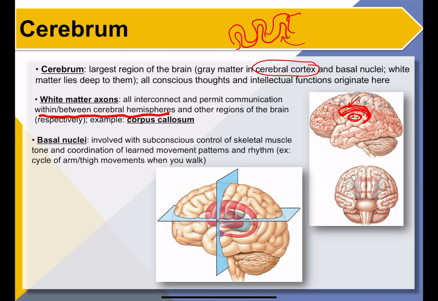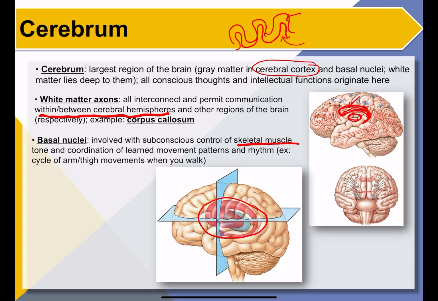Okay, so the basal nuclei is this region here within the central part of the brain. It is involved with subconscious control of skeletal muscle tone and coordination of learned movement patterns and rhythm. So, for example, when you walk, we tend to swing our arms in rhythm. And the fact that we know how to swing our arms in those cycles kind of coordinates with how our thighs and legs are moving when we walk, so that we stay in balance while we walk.